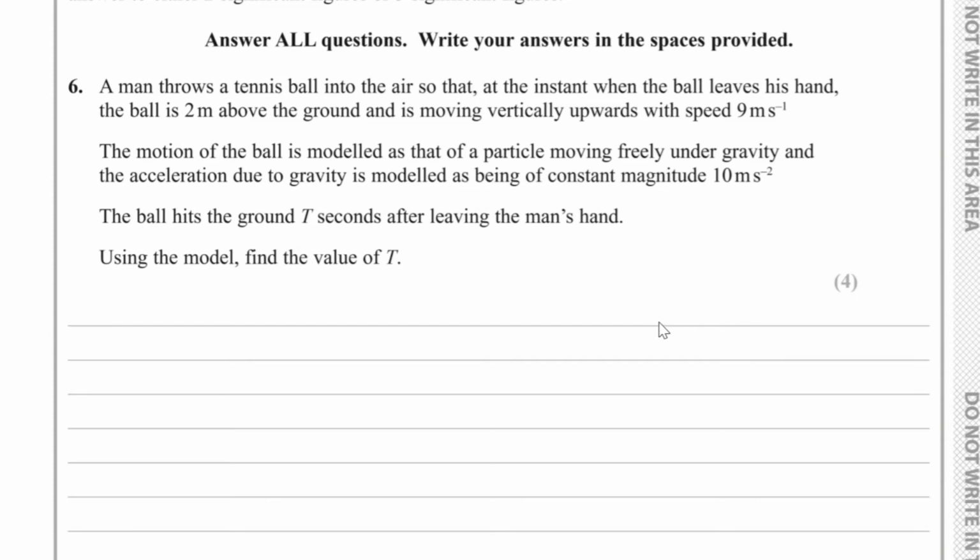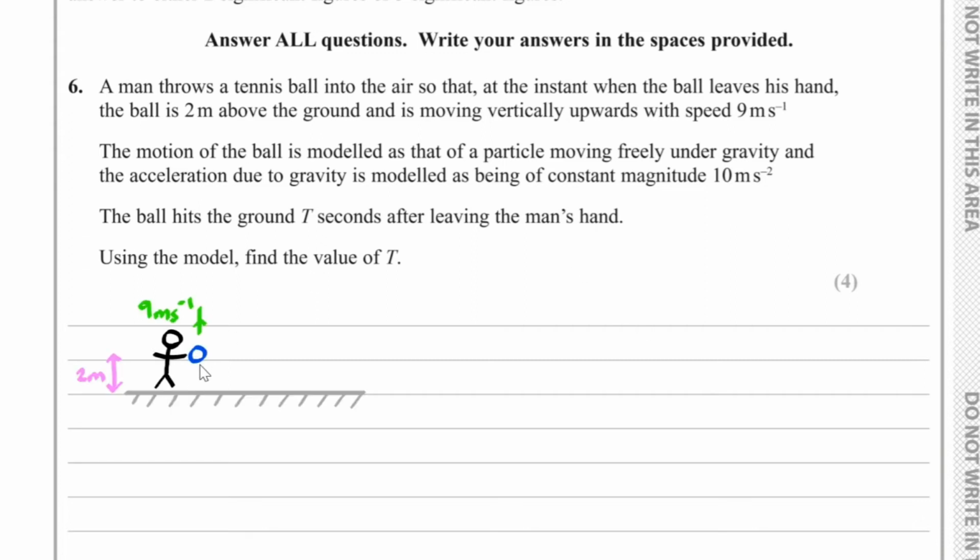Question number 6. A man throws a tennis ball into the air so that at the instant when the ball leaves his hand, the ball is 2 meters above the ground and is moving vertically upwards with speed 9 meters per second. The motion of the ball is modelled as that of a particle moving freely under gravity, and the acceleration due to gravity is modelled as being of constant magnitude 10 meters per second squared. The ball hits the ground t seconds after leaving the man's hand, and using the model, we have to find the value of t. Well, here is a sketch of the situation.